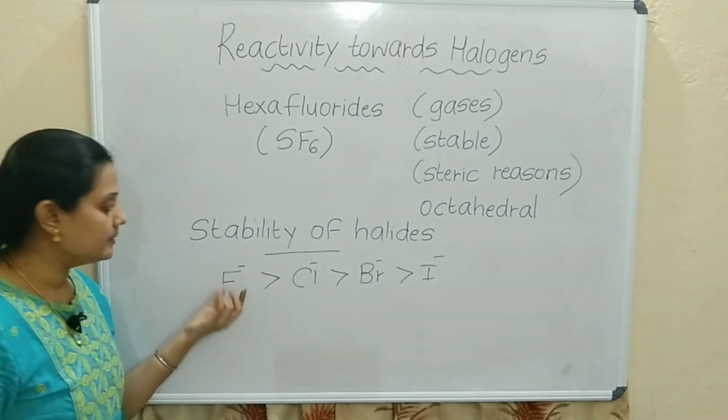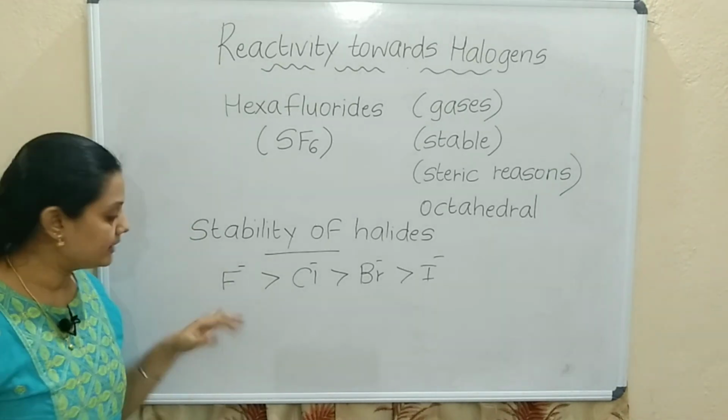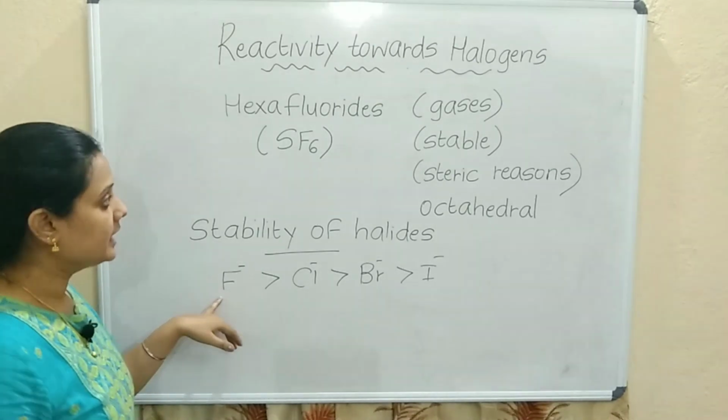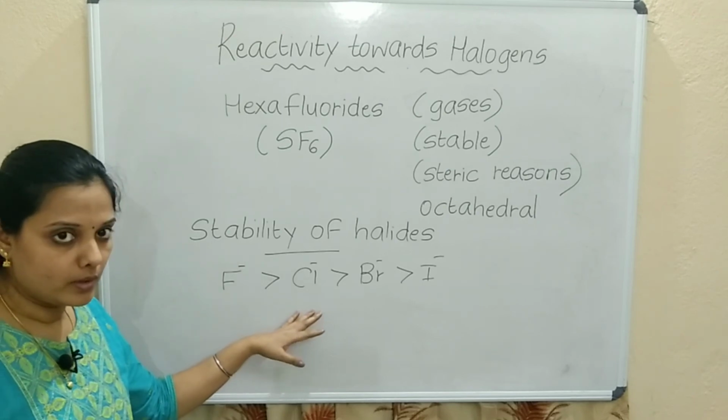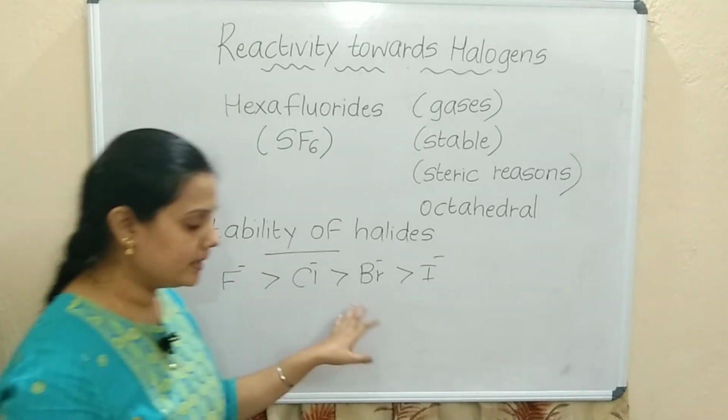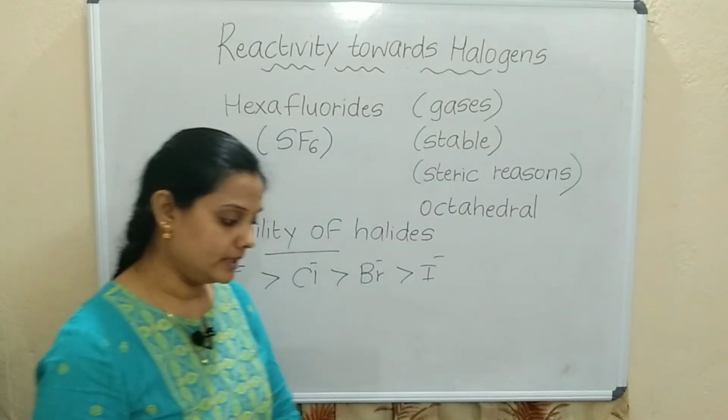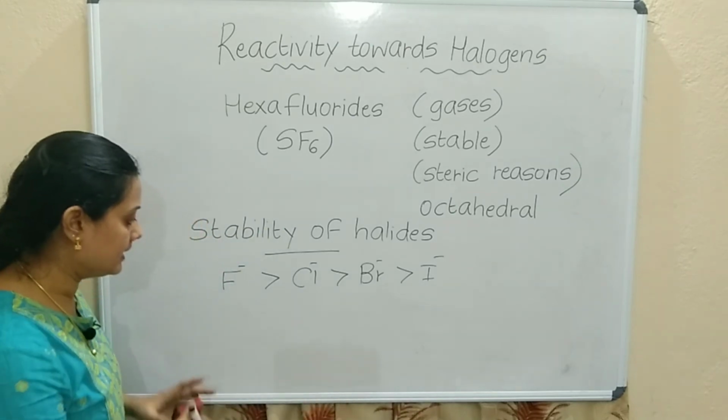If the elements of group 16 are combined with the fluorine, it will be more stable. If it is combined with chlorine, it will be less stable. With the bromine, less stable. With iodine, very, very less stable. So what is the reason here?